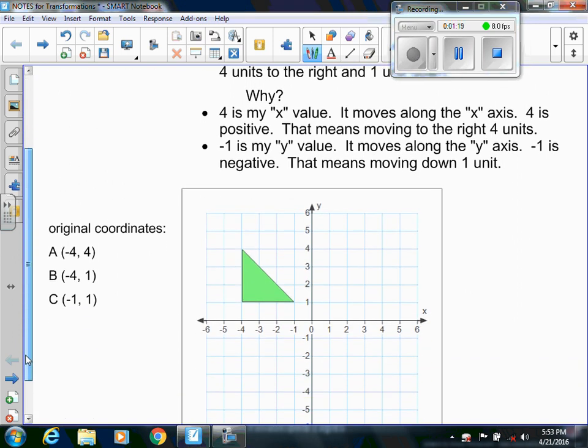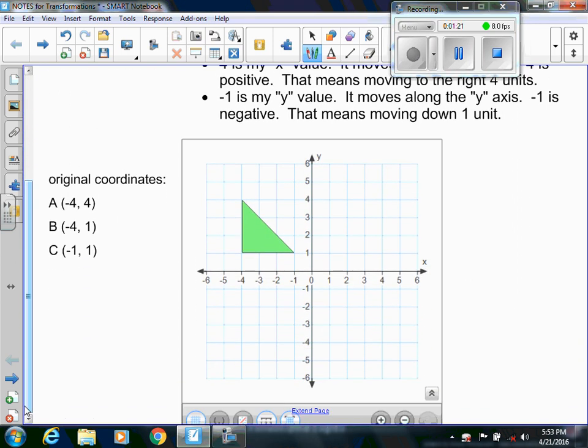So our first one here, we have the original coordinates of this shape. I have A right here, I have B right here, and I have C right here. So my original coordinates, A is (-4, 4), because I went 4 places to the left, and then 4 places up, because again, x and y. B is (-4, 1), 4 places to the left and 1 up, and C is (-1, 1). I went 1 place to the left and 1 place up.